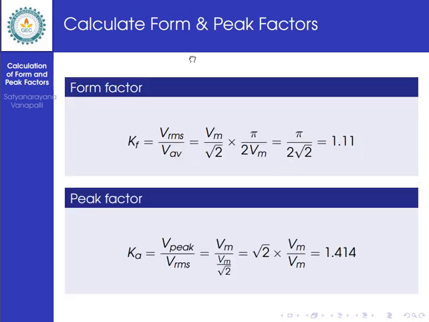The form factor is defined as the ratio of RMS value to average value. Substituting the RMS value equal to Vm by root 2 and average value equal to 2 Vm by pi, the form factor of a full wave rectified sine wave is equal to 1.11. Similarly, the peak factor is the ratio of peak value to RMS value. Substituting the values of peak value and RMS value, you will get the peak factor is equal to 1.414.